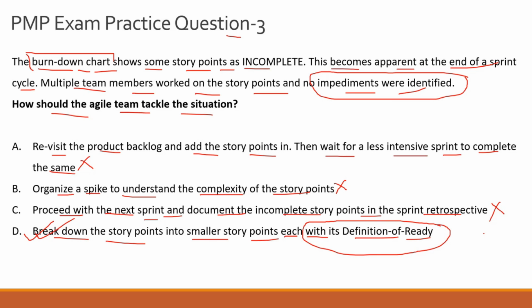So homework, guys, please go back and study these terms, such as burn down charts, which we learned in this question. Study this term product backlog, study what is a spike, what is a sprint, what is a retrospective. There are a lot of agile terms that we have discussed in this question. And of course, study what is the definition of ready and what is definition of done. So the correct answer to this question is option D.